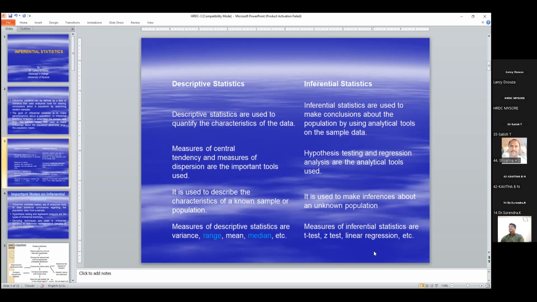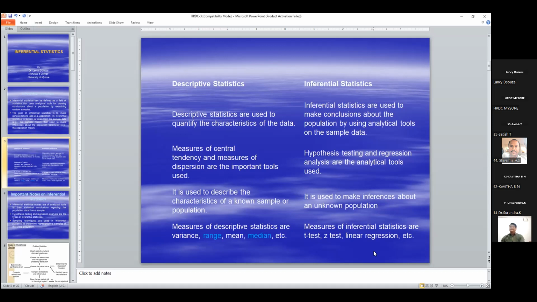So for example, when you talk about descriptive statistics, very important tools are measures of central tendency followed by measures of variability. Both are required along with the other representations which we have seen yesterday. Whereas in inferential statistics, hypothesis testing and regression analysis are the analytical tools used. Though regression comes under predictive statistics, still you can draw inference.